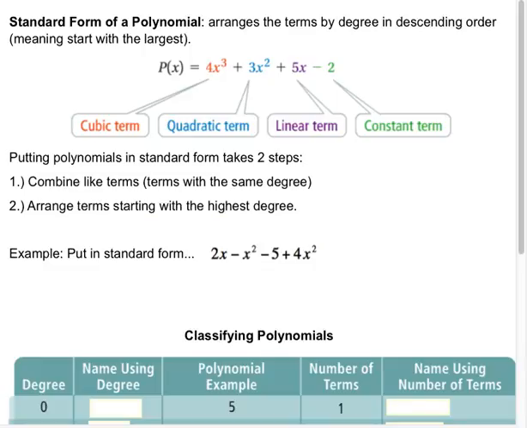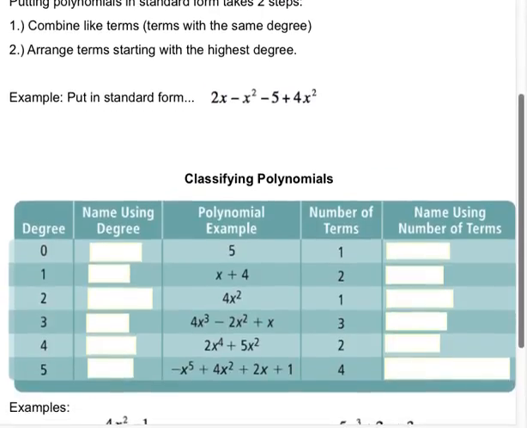First step, we want to combine all like terms, which is the terms with the same degree. And then you want to arrange the terms starting with the highest degree, working to the lowest. So if you do those two things, those are the two steps to getting anything into standard form. So let's take a look at how that works.